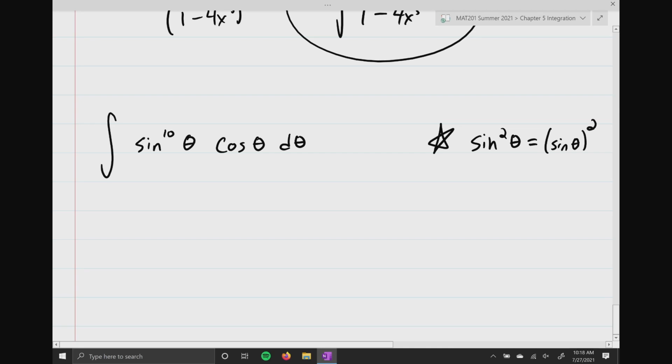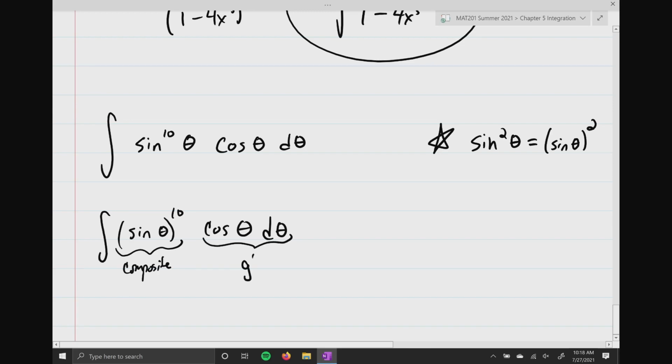So in reality, this problem is really the integral of sine theta to the 10th power times cosine theta d theta. So notice right here is that composite function that we're looking for. What we're hoping is this is our derivative of the inside composite function. So the only way to know is to check it. And I think you can see it, but we're going to do it anyways.